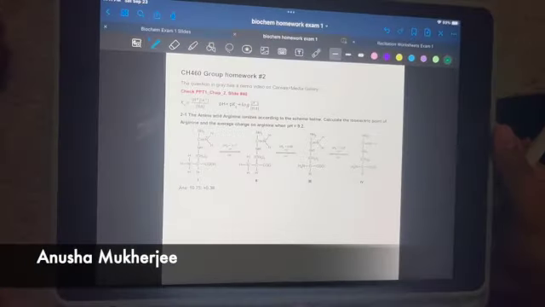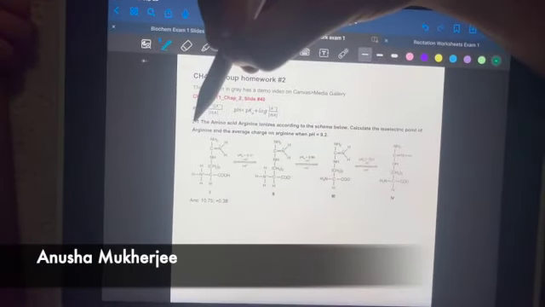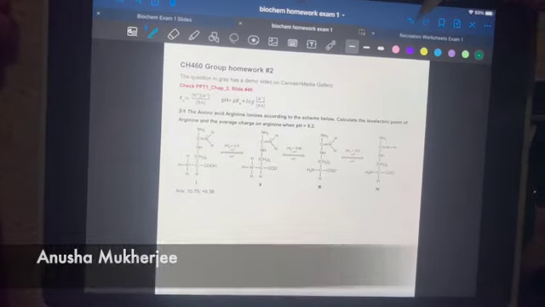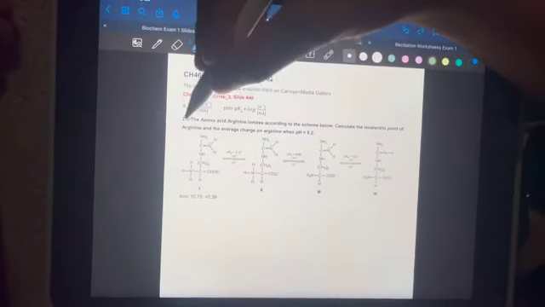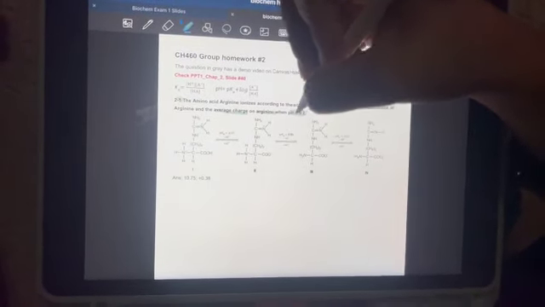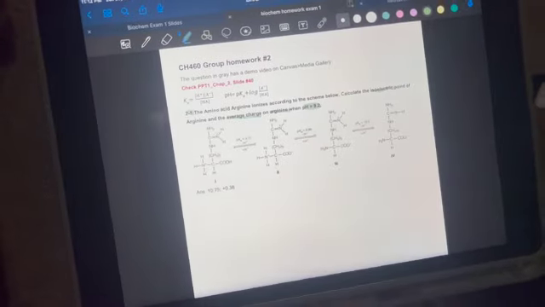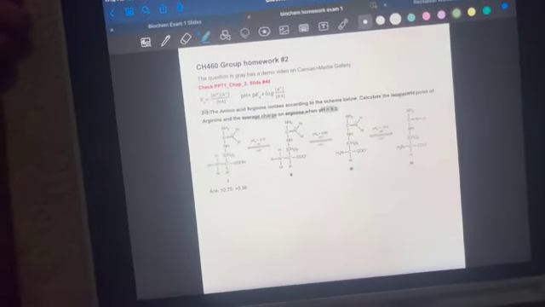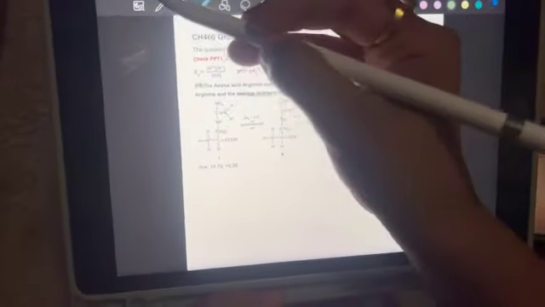For group homework assignment number 2, I'm doing problem number 1. So for this question, it is asking us to calculate the isoelectric point and the average charge on arginine when the pH is equal to 9.2. So first off, let's calculate the isoelectric point.